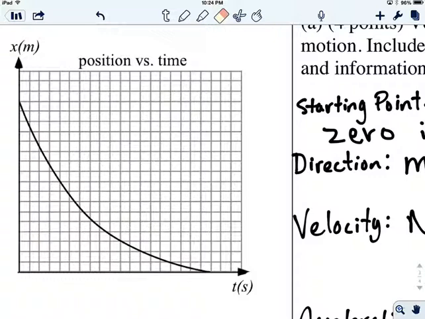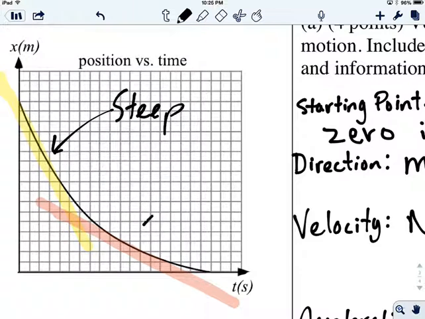Well, if I'm going to draw tangent lines, let's do tangent lines in highlighter. If I had a tangent line near the top, it'd be about like that. And if I had a tangent line later on, it'd be something like that. Notice that my tangent lines got less steep. This tangent line is steep, and this tangent line is less steep.